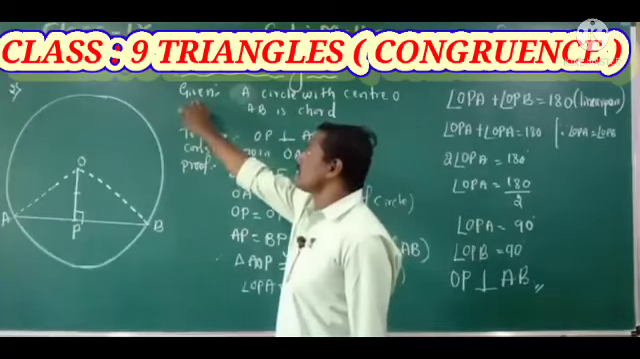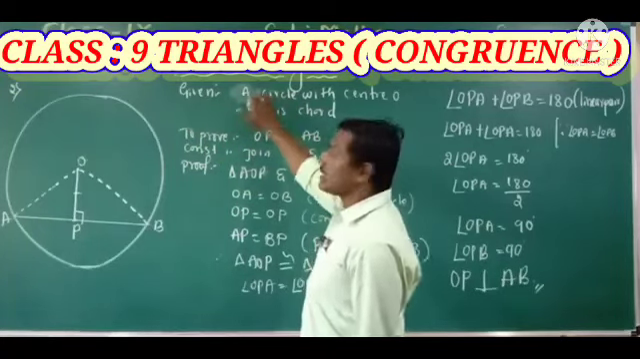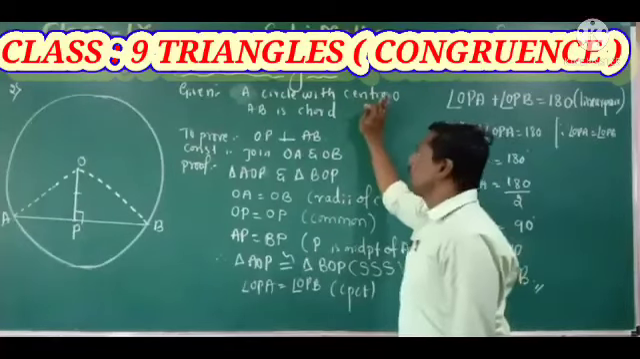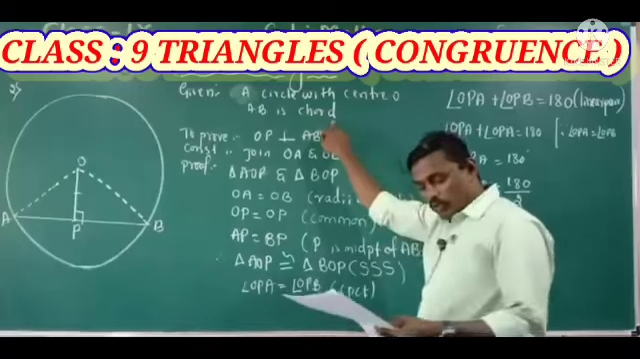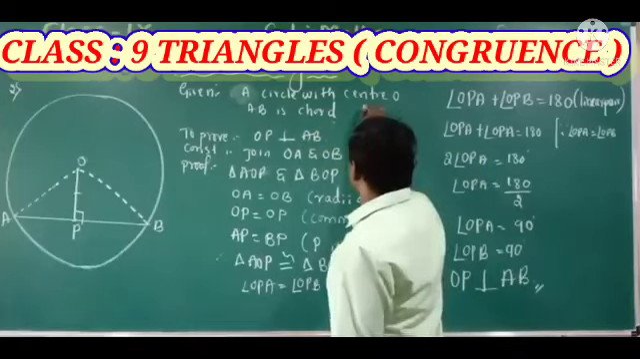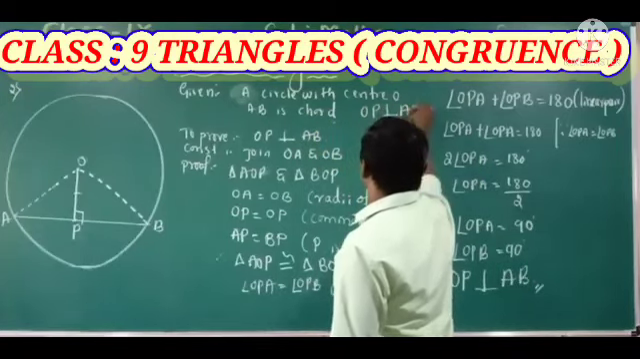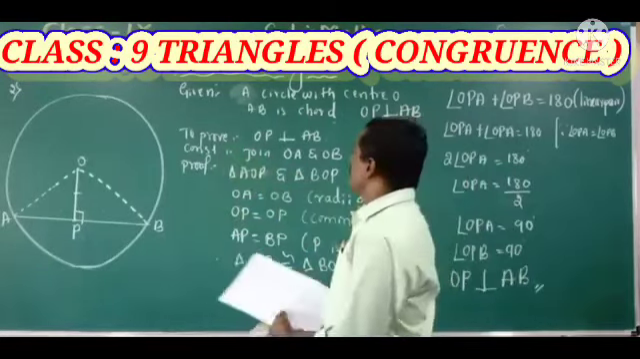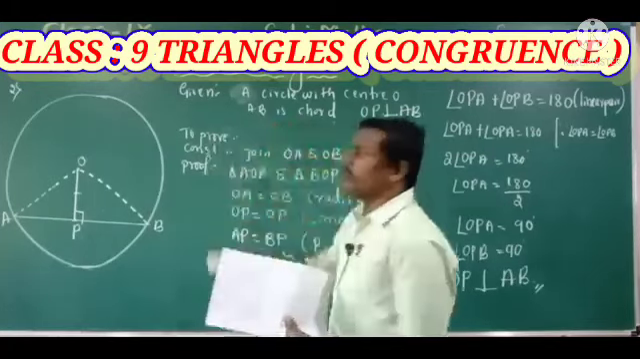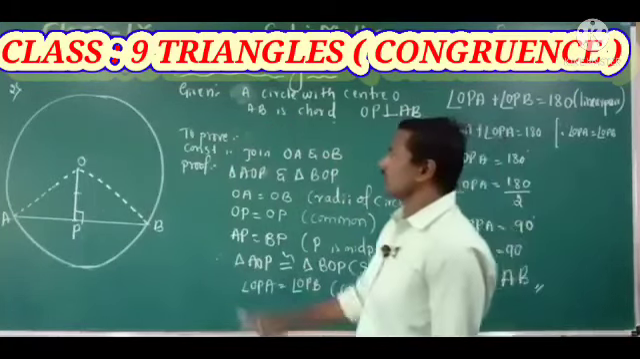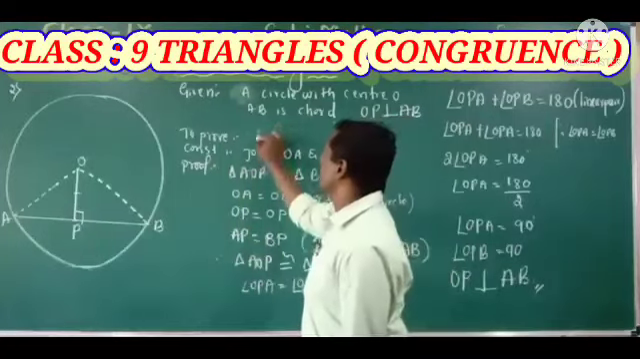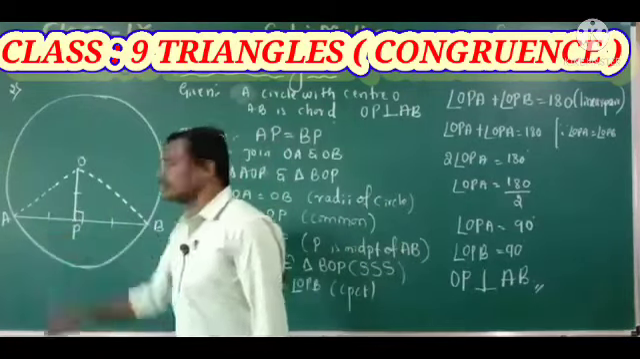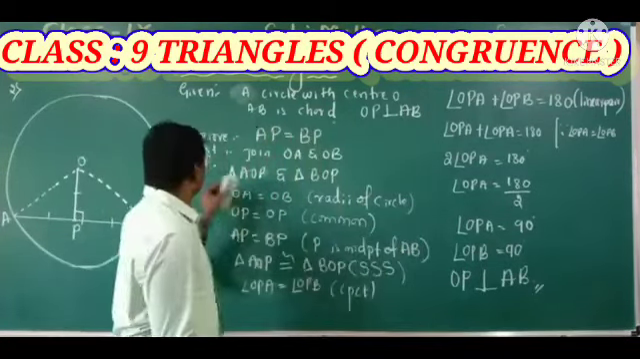Given is also same. What is that given data? A circle with center O. AB is a chord, and one more point they gave already here, that is OP is perpendicular to AB. What you need to prove here? You need to prove that when the line is drawn from the center of the circle to the chord, the chord will be bisected into two equal parts. It means AP is equal to BP. You need to prove that these two lengths are equal.